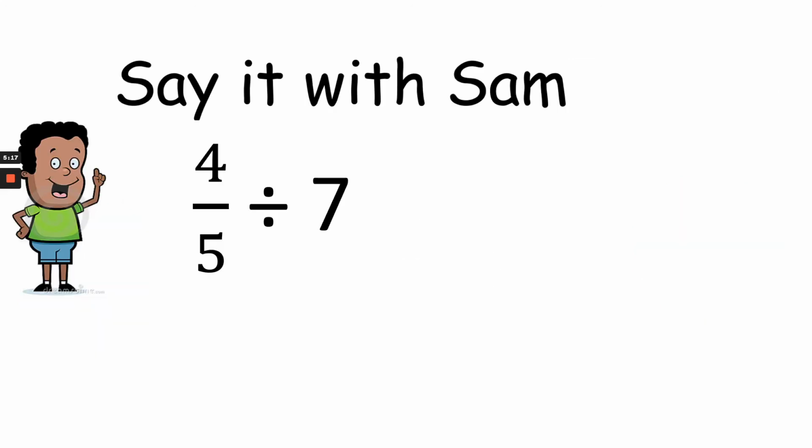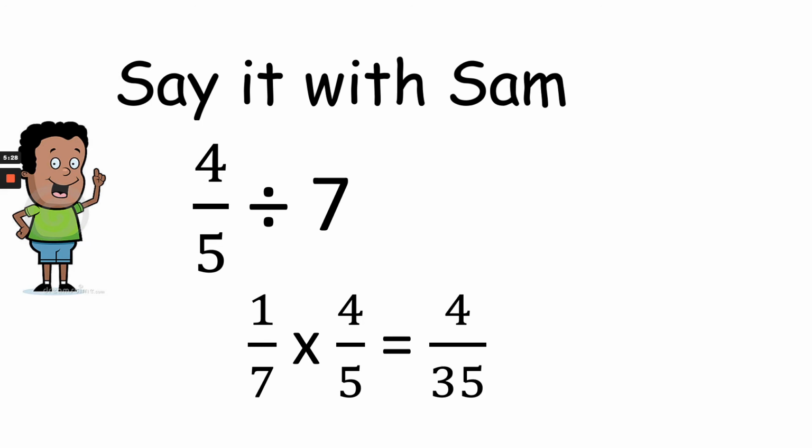All right, let's see how we're getting on. I am finding 1/7 of 4/5, and now I know I can times them across. 1 times 4 and then 7 times 5 to give me 4 35ths. And that's your answer. Well done, Year 6.